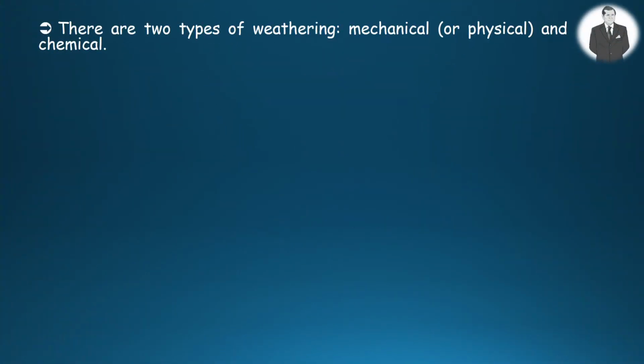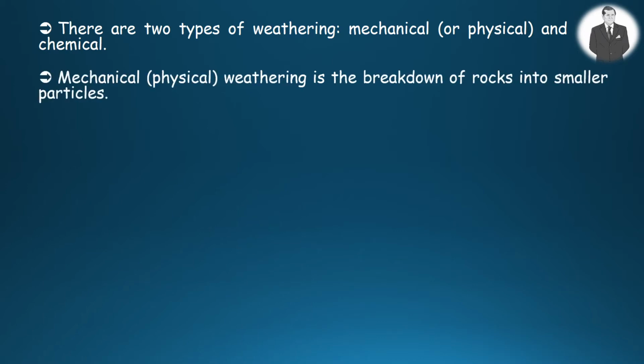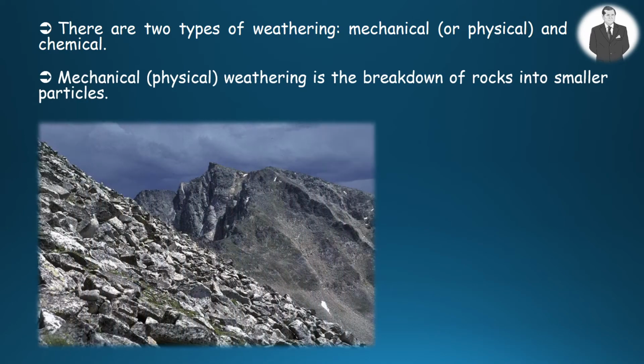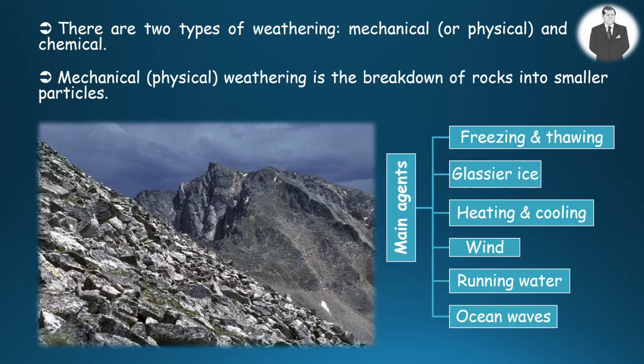There are two types of weathering: mechanical, in other words, physical, and chemical. Mechanical weathering is the breakdown of rocks into smaller particles. The main agents in mechanical weathering are freezing and thawing, glacier ice, heating and cooling, wind, running water, and ocean waves.